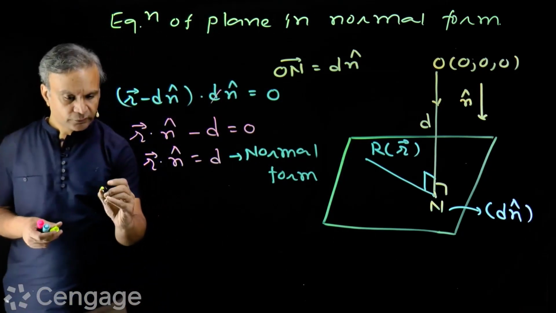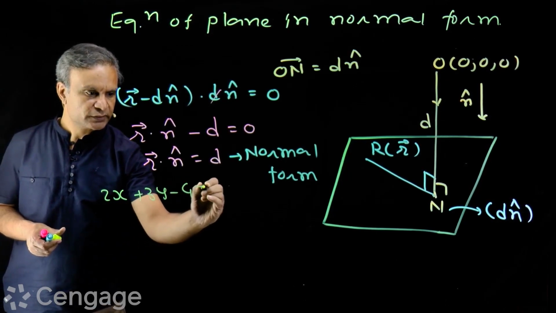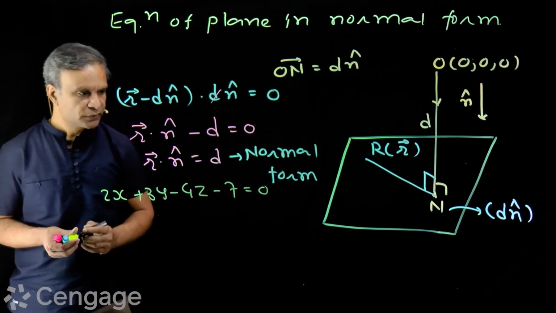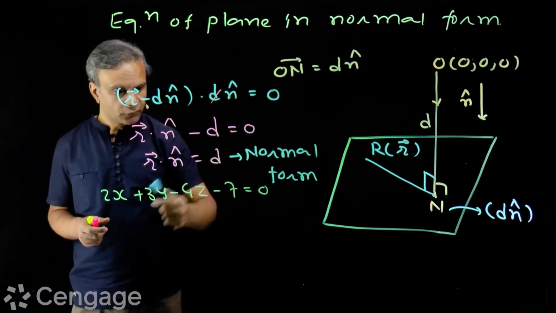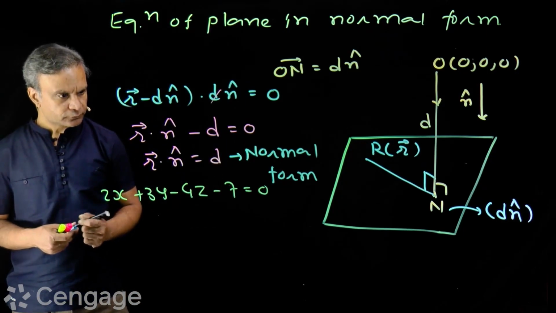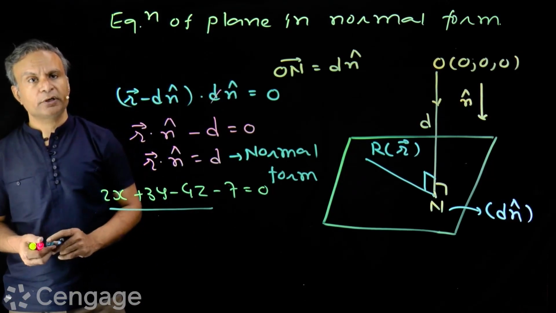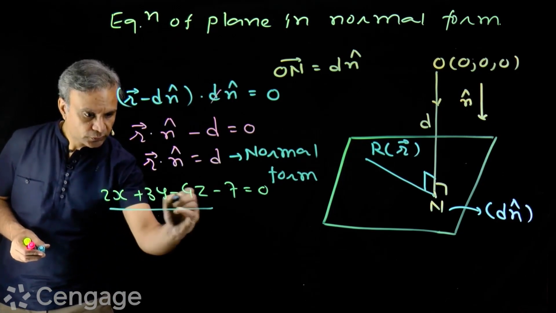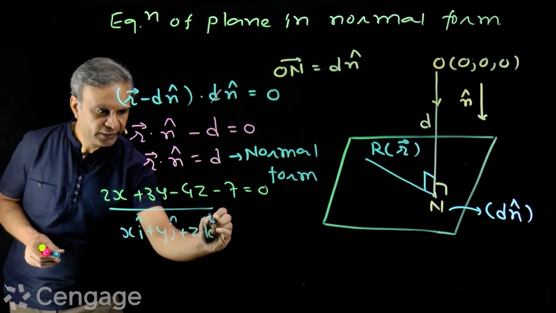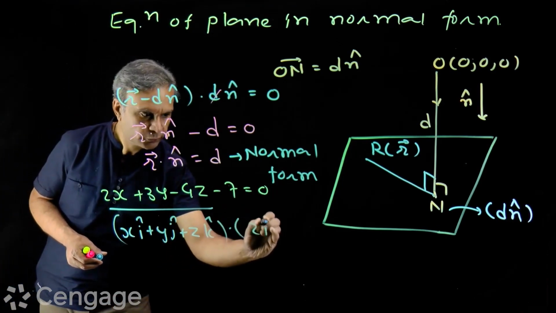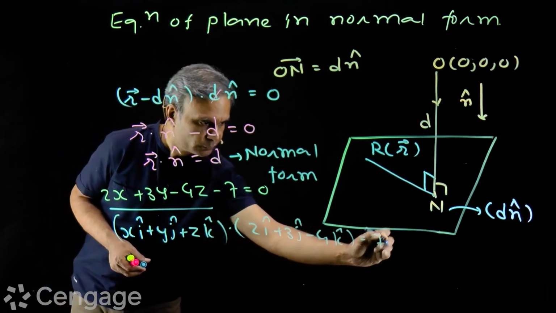Like we have here the equation of a plane in standard form: 2x plus 3y minus 4z minus 7 is equal to 0. Suppose we are asked to write this equation in normal form. What will we do? We shift 7 to the RHS and write this expression as a dot product of two vectors. So this will be xi plus yj plus zk dot 2i plus 3j minus 4k is equal to 7.